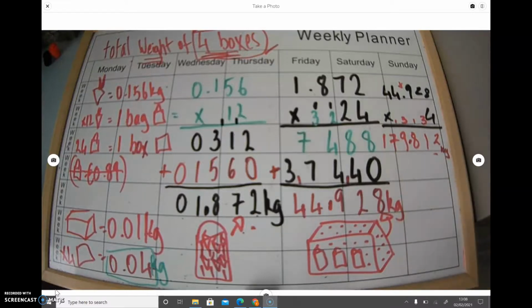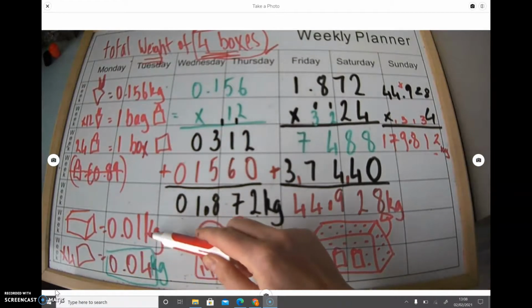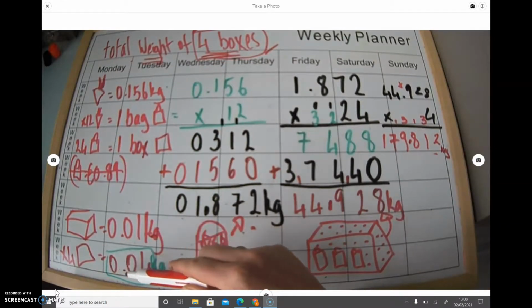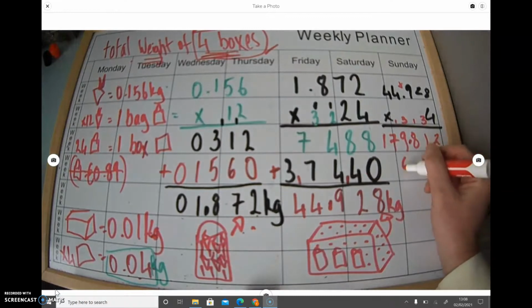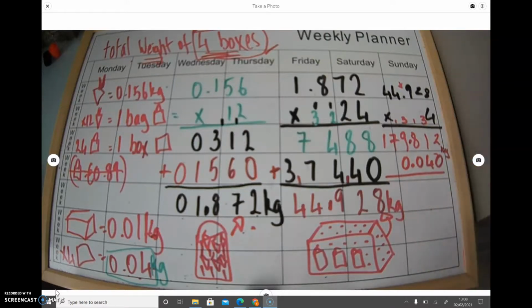So the weight of 1 box is 0.01 kilogram. So 4 boxes would be 0.04 kilograms. So I'm going to add that in here. Again, when I'm adding decimals, I'm keeping my decimal points in a row, okay? So I'll add those two together. This is the weight of the boxes, empty. So 0 and 2 is 2, 1 and 4 is 5, 8 and 0 is 8. Put down my decimal point because I'm adding now. 9 plus 0 is 9, 7 plus 0 is 7, 1 plus 0 is 1.